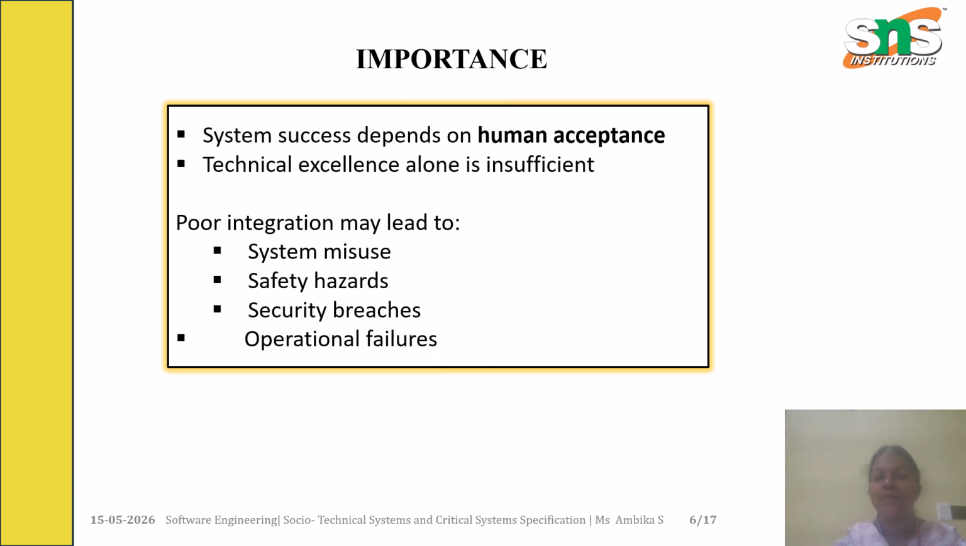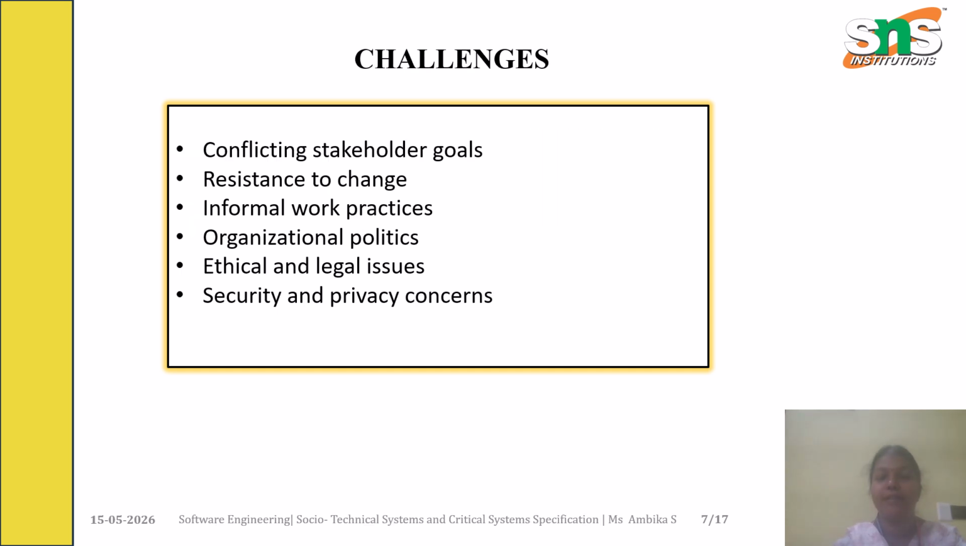Importance. Here the system success mainly depends on human acceptance. Technical excellence alone is not sufficient. Poor integration may lead to system issues, security breaches, as well as operational failures. Challenges. There are conflicting stakeholder goals, resistance to change, informal work practices, and organizational politics. It also leads to ethical and legal issues, and to security and privacy concerns.